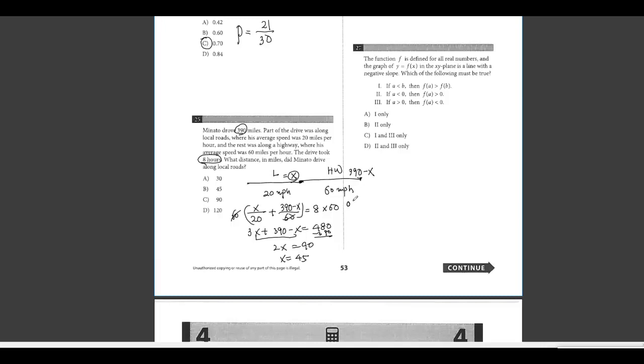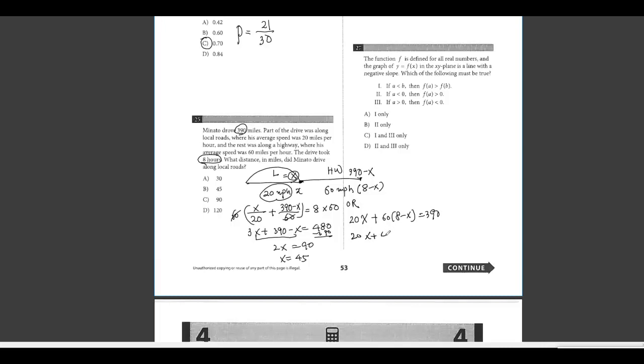Or maybe you can try this way. The total is 8 hours. Maybe this is x hours, and this one is 8 minus x hours. Using this we can find the distance, right? 20 times x is the local distance, plus 60 times 8 minus x, that is the highway distance. Total is 390. You can use this one too.